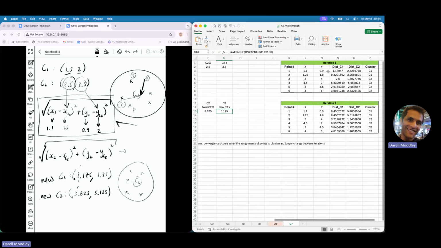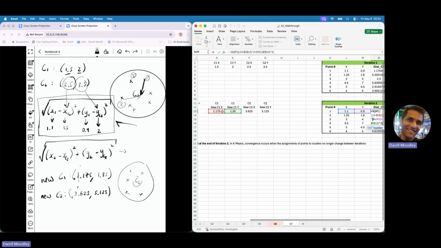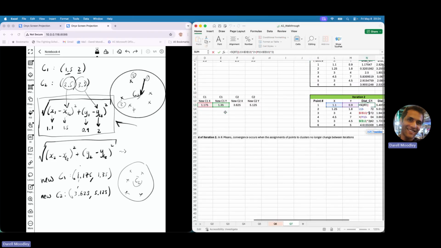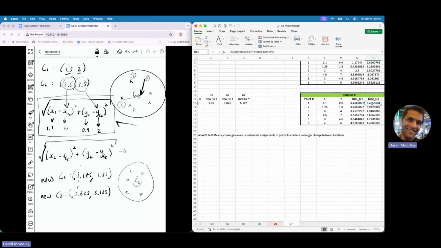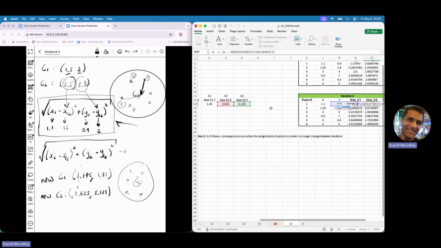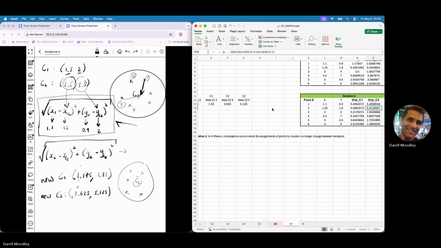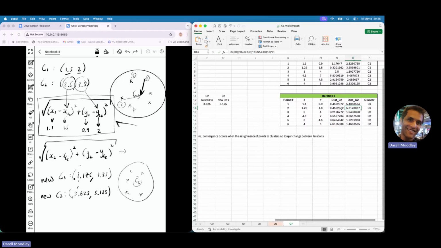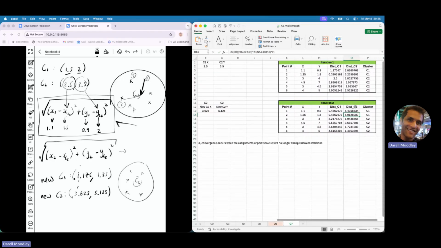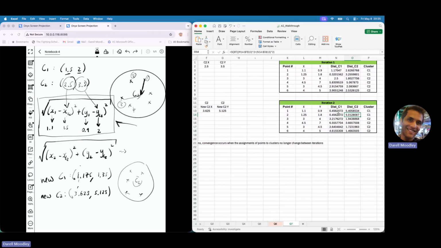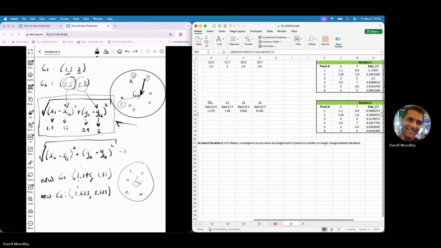But now you repeat the exact same process you did for iteration 1. But now remember, when you're calculating the distance, your distance is now based on the new C1 coordinates, as you can see it's referring to. And the same applies for the distance to C2. I'm going to use the new coordinates for C2. All right. And everything else still applies. So it's basically a copy and paste of iteration 1, but remember to change your center coordinates for iteration 2 based on these.